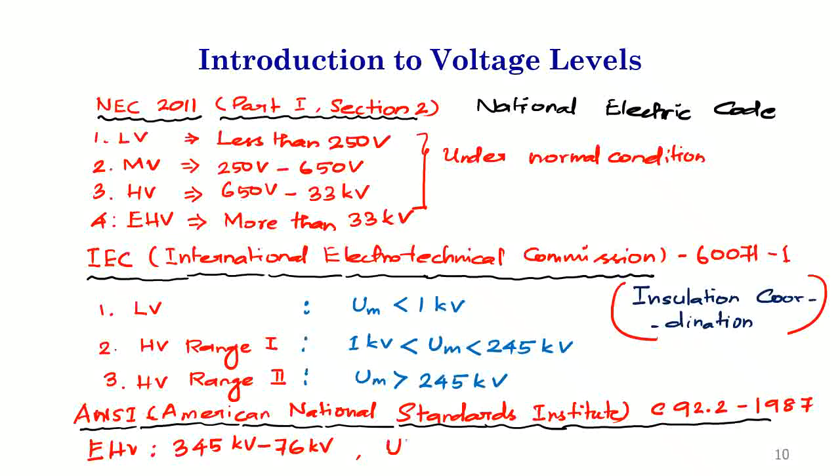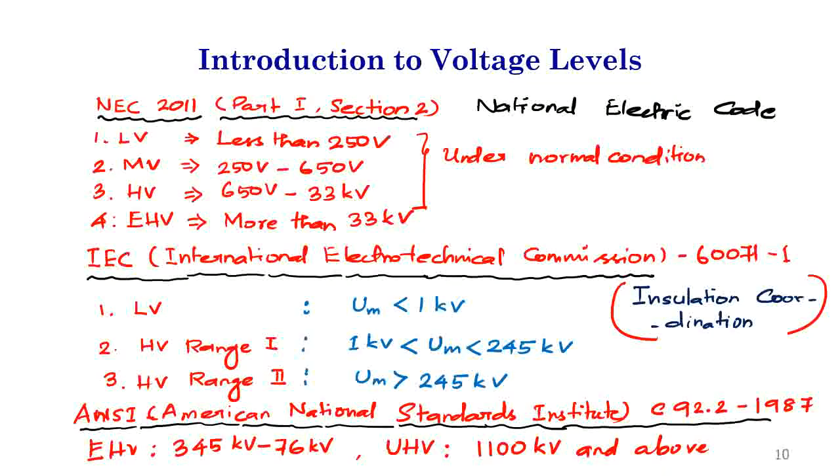And ultra high voltage, UHV, ranges from 1100 kV and above. We can say it is ultra high voltage. So this is how the voltage ranges have been explained in standards.